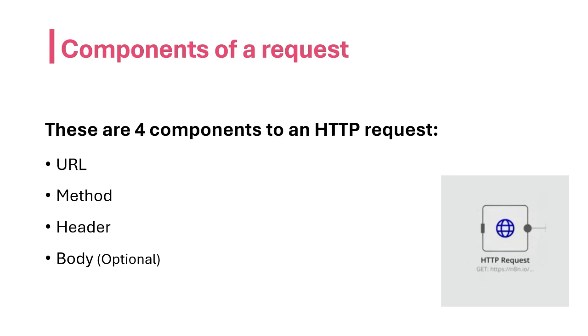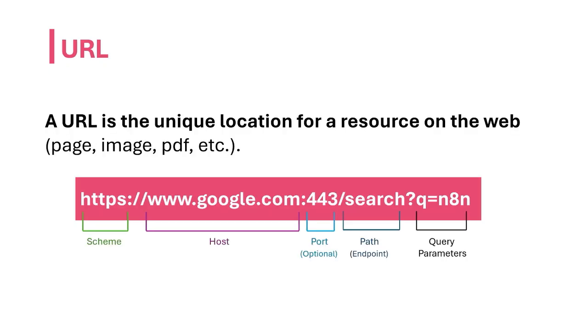There are majorly four components to an HTTP request. These are URL, method, header, and body. We will understand them very deeply. First of all, URL, the uniform resource locator. It is the unique location for a resource on the web, like a page, image, PDF, etc.